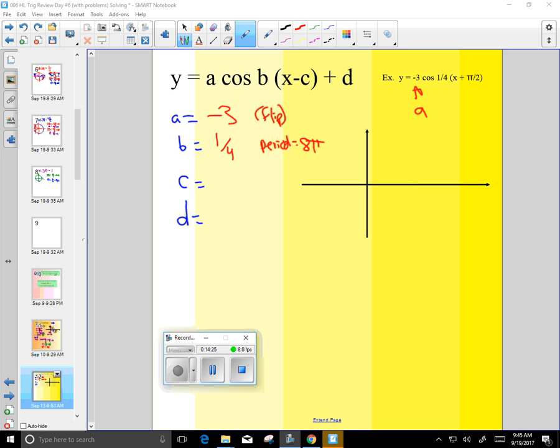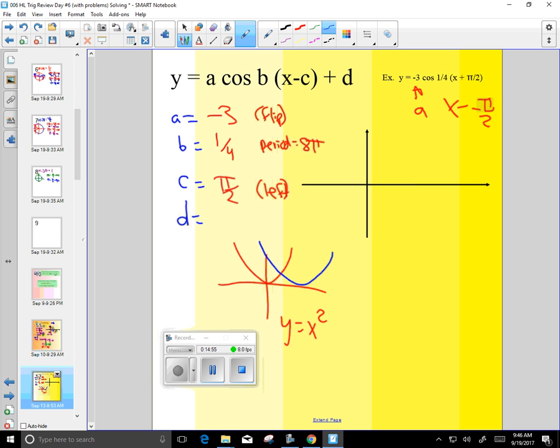Good. C, careful with C. It's x minus something. I see the pi over 2, but it's going to be shifted which way? Left, because if you think about it, x minus a negative pi over 2 kind of works. Real quickly with shifts, if you have y equal to x squared, where's the vertex? Where is the x value of the vertex? 0. If I shifted over here, what's the x value of the vertex?